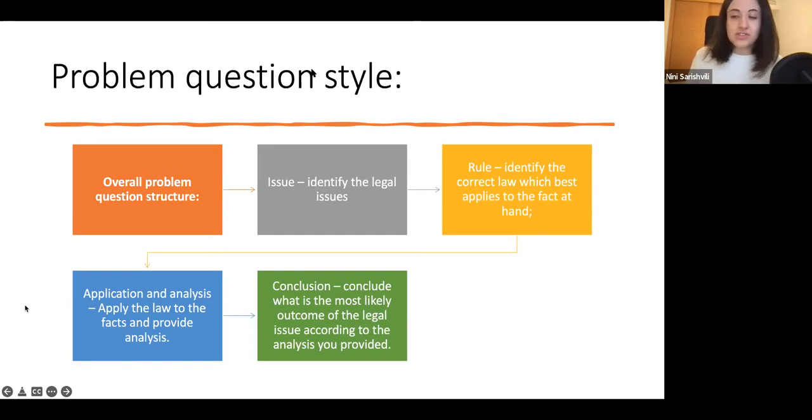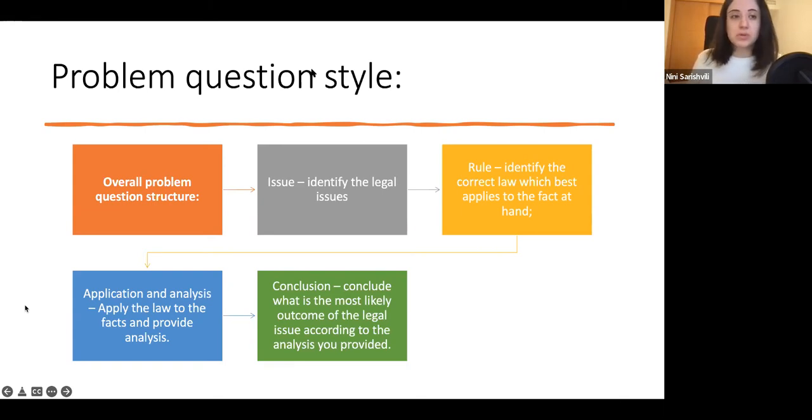Afterwards, after the statement of the issue, you need to discuss the rule. The rule is the law that applies to the facts of the case. It should not be explanatory. In other words, you should not dedicate most of your essay to explaining what the law is. So if you have a problem question about negligence, your answer should not be explaining the laws on negligence entirely, but should only be explaining the relevant laws to the problem question given to you, and then applying them to the facts of the case.